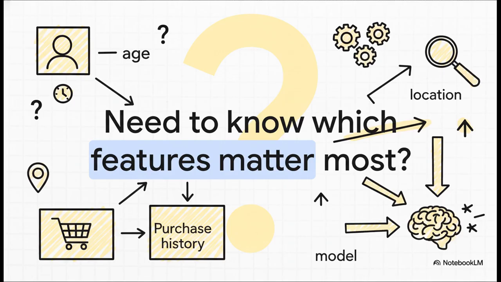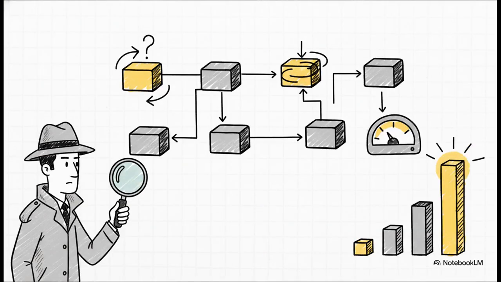Which parts of the data are actually important? Is it a customer's age, their location? And trust me, you're going to get asked that question. And for that, you bring in the detective, the permutation feature importance module. This thing is so clever.